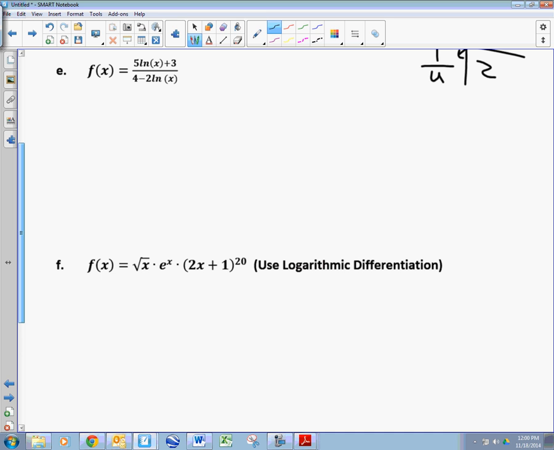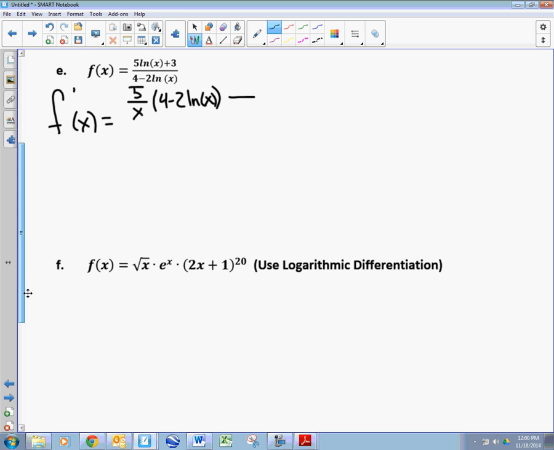What to do? Any thoughts? Quotient rule. So for you to do the quotient rule, the derivative of the top. Yes, quotient rule. 5 over x would be the derivative of the top. Minus, what's the derivative of the bottom? Negative 2 over x.